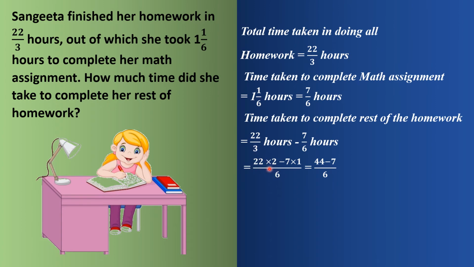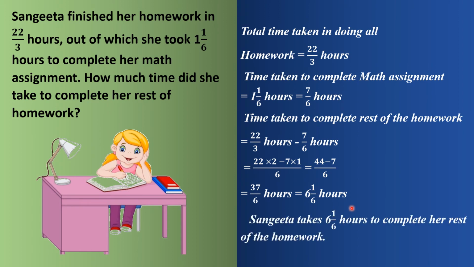So here 22 multiplied by 2 minus 7 multiplied by 1, because 6 1s are 6. Now solve it. 22 2s are 44, 7 1s are 7. So here it is 44 minus 7 by 6. Now solve it and you will get 37 by 6 hours. Convert it into mixed, that is 6 and 1 by 6 hours. So what can we write? Finally, Sangeeta takes 6 and 1 by 6 hours to complete the rest of her homework. Now let us understand the next word problem.